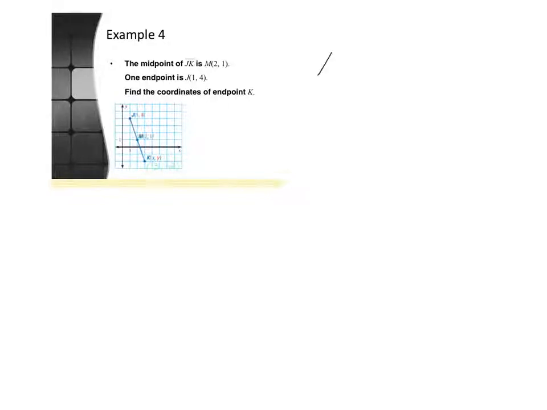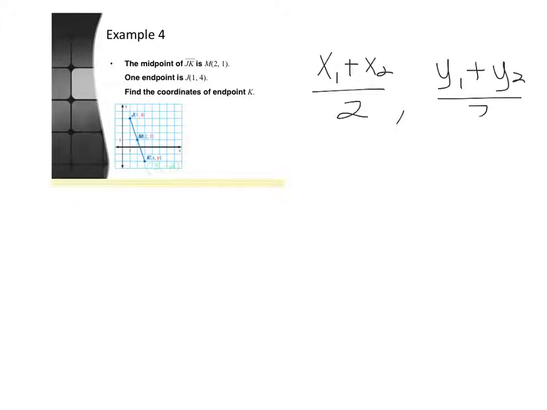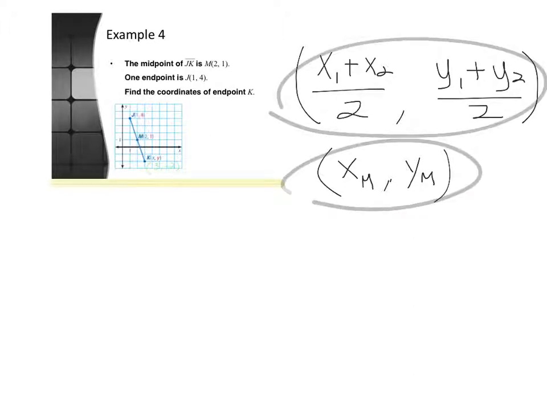So remember, your formula is x1 plus x2 divided by 2, and then y1 plus y2 divided by 2. Once we do these calculations, it's going to give us an x coordinate of the midpoint and a y coordinate for the midpoint. So I could set this up as this equals this, and I'm going to take it one letter at a time. First of all, let's take care of the x's. Let's find the x value for K.